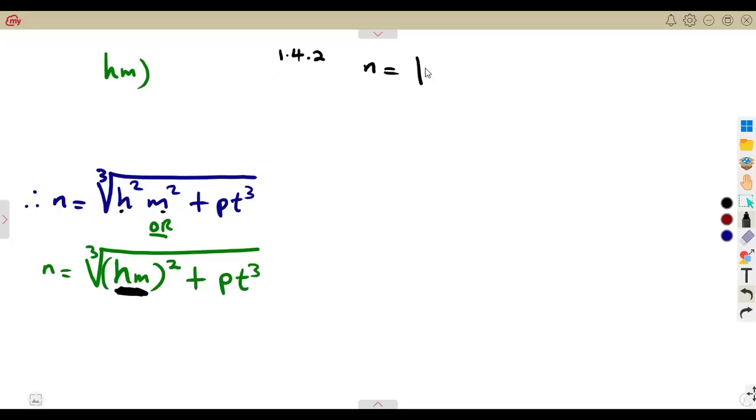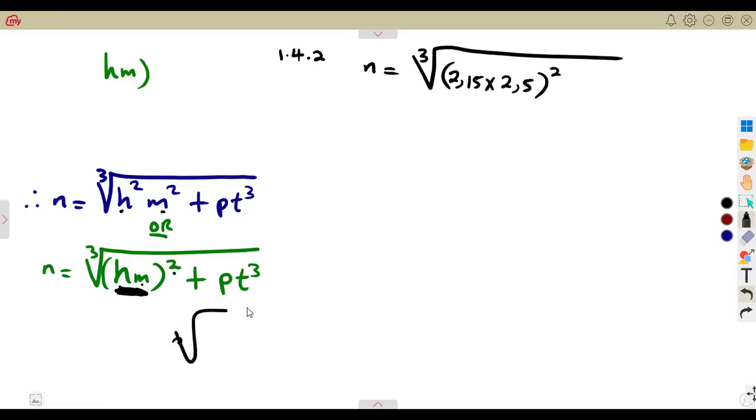So n is equal to the cube root of hm. Remember, h is given as 2,15. So that's 2,15 times m, which is 2,5. So everything is raised to the power of 2. I'm not saying that writing it as the cube root of 2,15 to the power of 2 times 2,5 to the power of 2 is wrong. No, you can also write it like that. It is just one and the same thing.